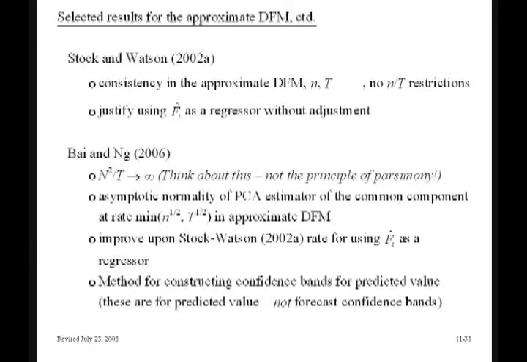Okay, so there are some results. For the DFM, they're consistent. You can use F hat as a regressor. The original proofs were kludgy and they got fixed up, and that's not fair. The original proofs were good, but it turns out you can get better rates, and so these guys got better rates. And there's also now distribution theory for things like confidence bands for predicted values.